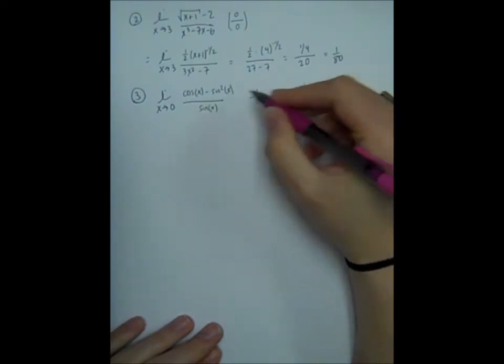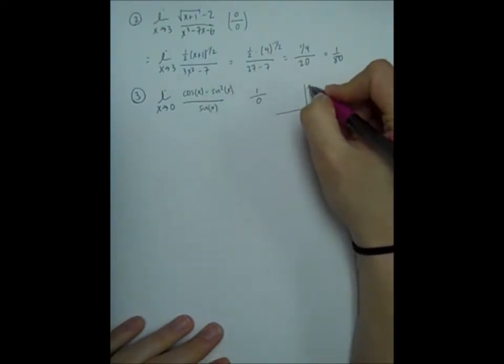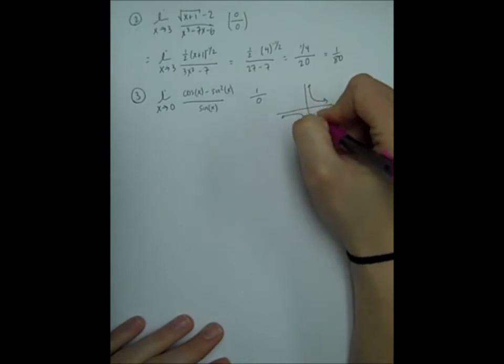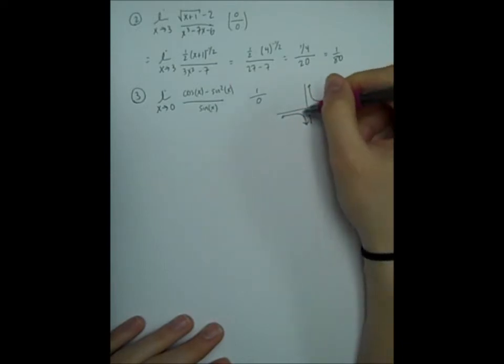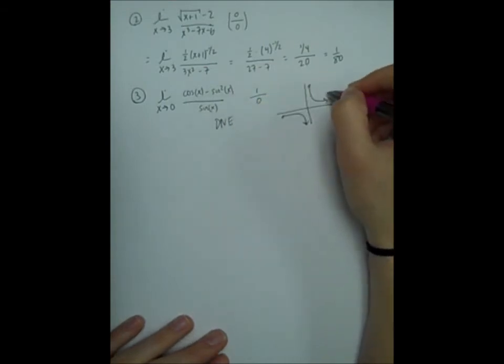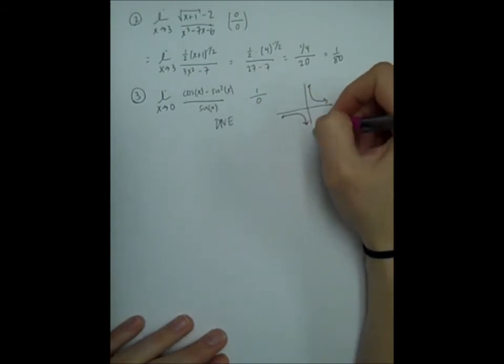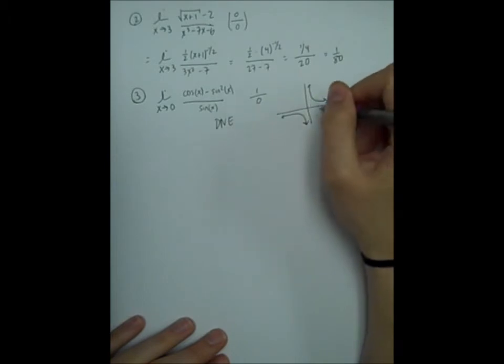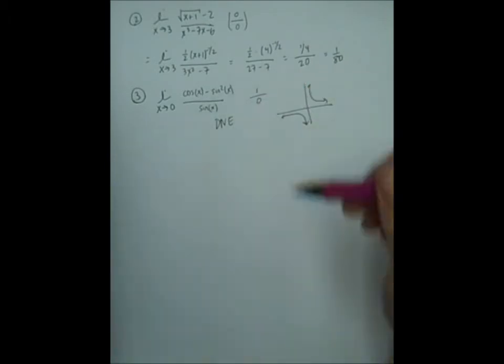If we actually look at the graph of this function, you'll see that it kind of does this. So the limit as x approaches 0 does not exist, because it goes off towards positive infinity here and negative infinity here. So this limit does not exist. Just because you can't use L'Hopital's rule doesn't mean the limit doesn't exist. It just means you have to do something else.